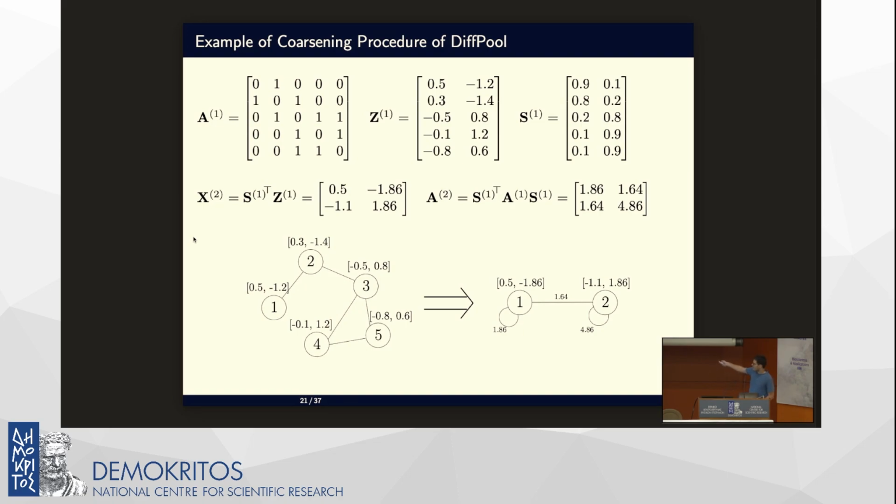This is a weighted graph now. We have weights on the edges. We also have self-loops because the diagonal values are not equal to 0. And we can add another layer later on and have, in the end, a single node, and we can use the feature vector of the last node to make predictions.